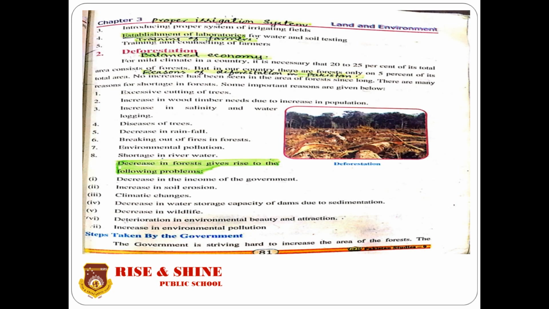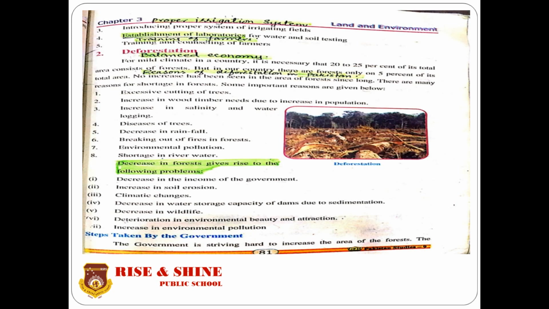Now the second topic, deforestation. De means removal. How the forests are removed from our land. Deforestation. Write the first heading, balanced economy. For a mild climate in a country, it is necessary that 20 to 25% of its total area consists of forest. But in our country, Pakistan, there is forest on only 5% of its total area. We have just 5% forest on our total area.